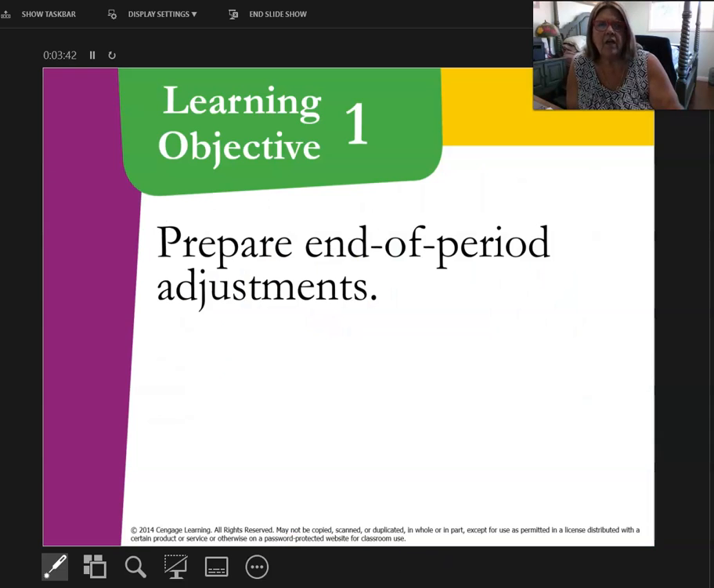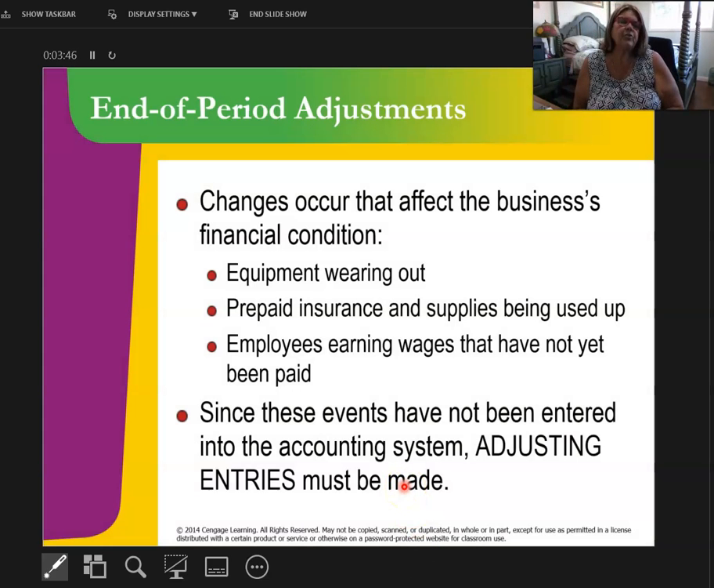So the first thing we're going to talk about is how to prepare end of period adjustments. When we talk about end of period, usually we're talking about the end of the month. We need to make certain adjustments because sometimes equipment wears out. Sometimes I prepaid things and now I've used them, like insurance and supplies. And finally, at month end, I may owe some employees wages because they haven't been paid yet, because payday is not till next month.